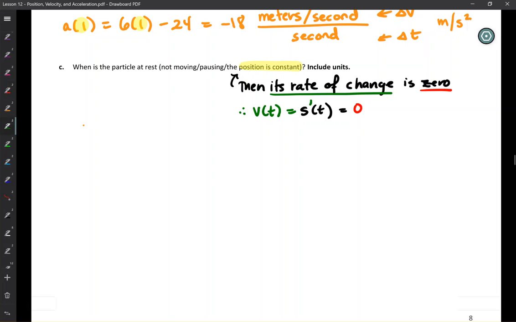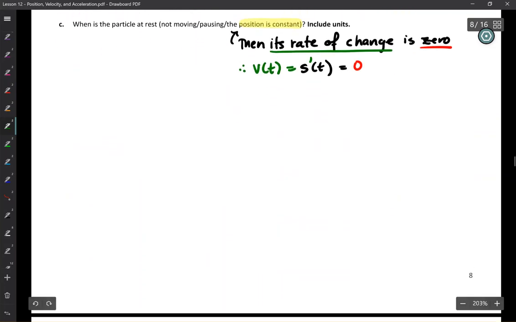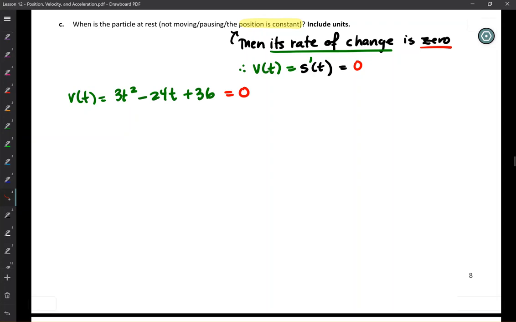And my velocity function is from right here. We got it already in 1a. My velocity function is 3t squared minus 24t plus 36, and I'm going to set it equal to 0 and solve for t. Find the moments in time when the velocity is 0. Find the moments in time when my position is constant.